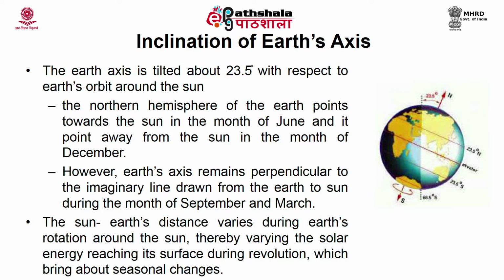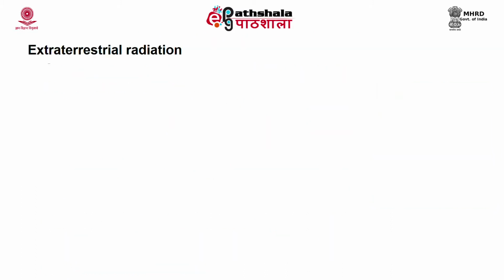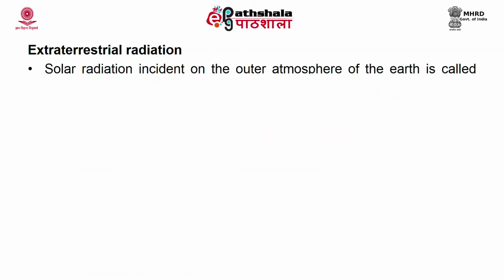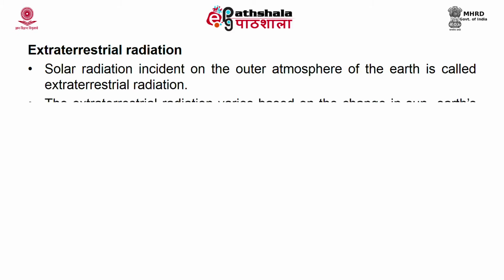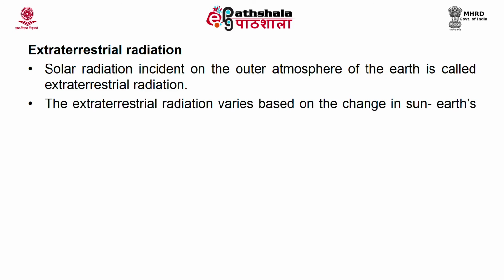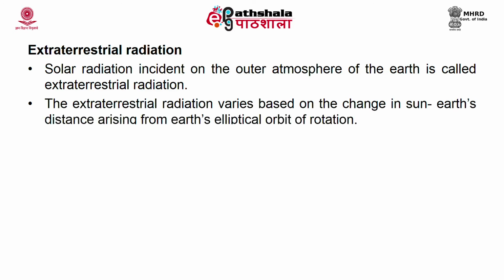During the summer, the sun is higher in the sky, while the sun is lower, that means it is far from the earth, during winter for the northern hemisphere. The solar radiation incident on the outer atmosphere of the earth is known as extraterrestrial radiation. It varies based on the change in sun-earth distance, which arises from the elliptical orbit of the revolution of this earth around the sun.